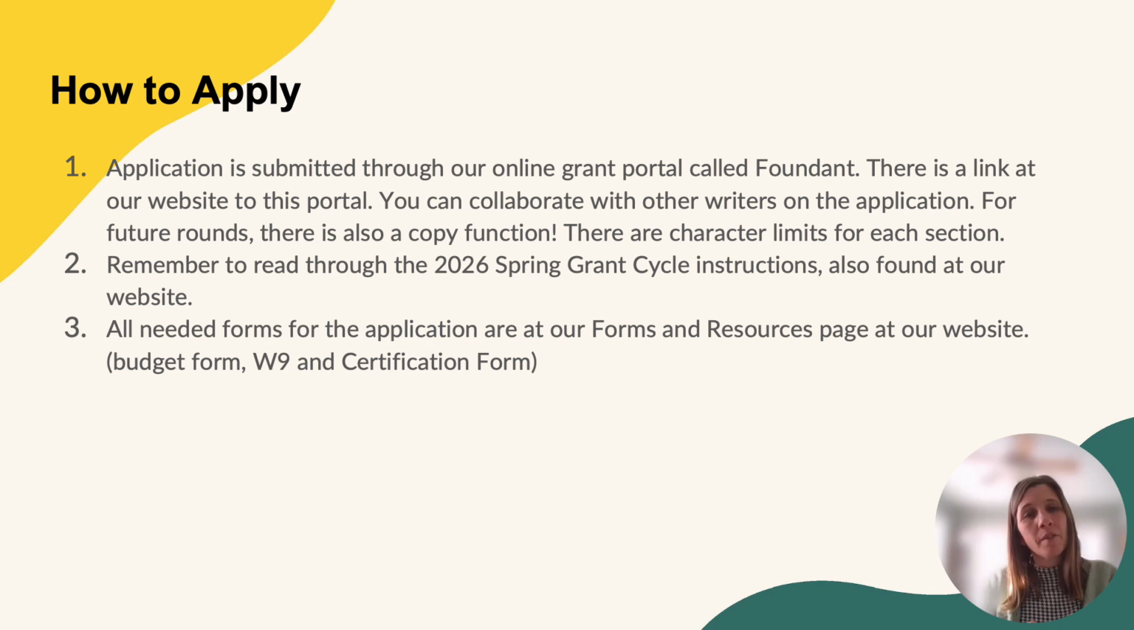All needed forms for the application are at our Forms and Resources page at our website. Those forms that you're going to need include the budget form, which is specific to Wisconsin Humanities, so please use our budget form. There's a link to a W-9 form, which is the most current iteration of that form, which you'll want to use, and then finally a certification form, which is a one-page form signed by a project director and the fiscal agent.